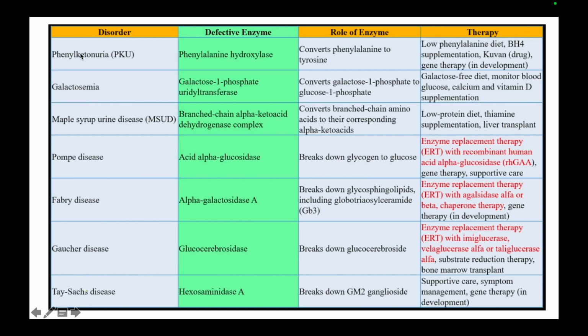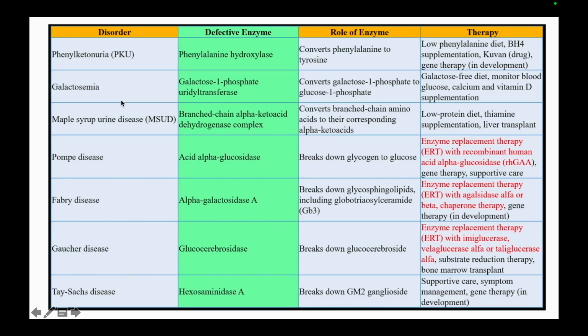So phenylketonuria is a disorder. Okay, it's a metabolic disorder, and in this disorder we need to break down phenylalanine, because phenylalanine is responsible for phenylketonuria. The defective enzyme is phenylalanine hydroxylase, and what is the therapy for this? The therapy is a low phenylalanine diet and gene therapy.